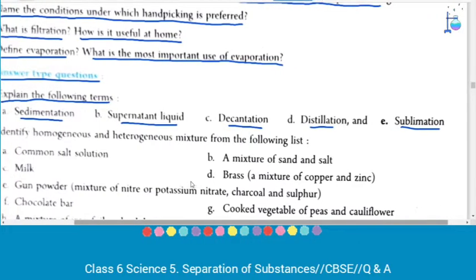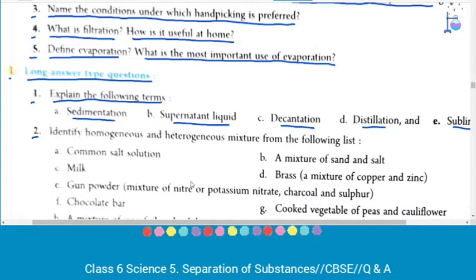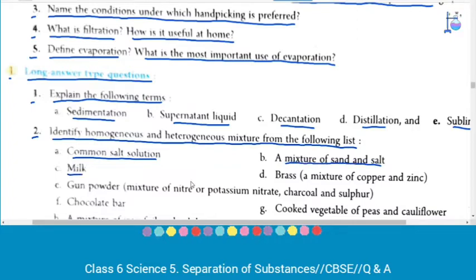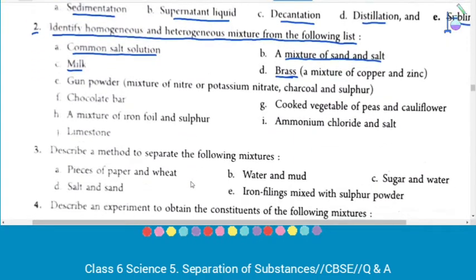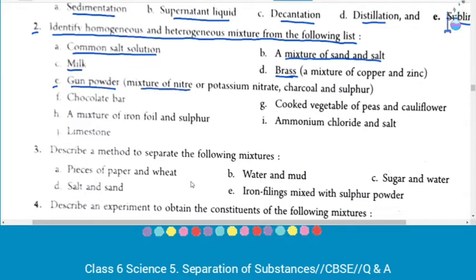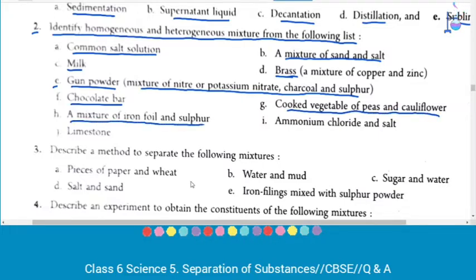So explain the terms. Second one, identify homogeneous and heterogeneous mixture from the following list: common salt solution, mixture of sand and salt, milk, brass. Brass is made up of a mixture of copper and zinc. E. Gunpowder. Gunpowder is a mixture of niter or potassium nitrate, charcoal and sulfur. Chocolate bar, cooked vegetable of peas and cauliflower, a mixture of iron filings and sulfur, ammonium chloride and salt, limestone.